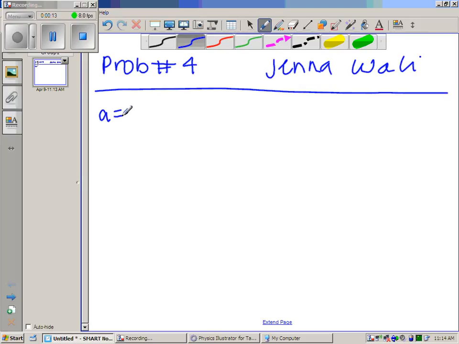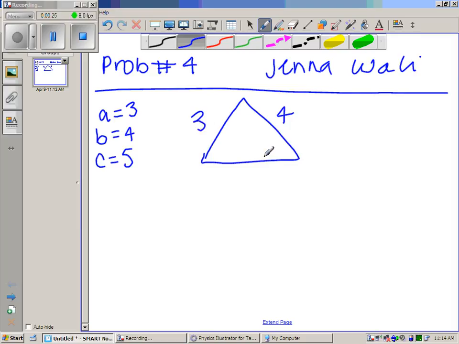It's problem number 4. You may not use a calculator for this problem. Solve for the angle A in this triangle. I'm gonna give you the sides right here. Side A equals 3, side B equals 4, side C equals 5. Do as much computation as possible. Your answer should be angle A equals something.